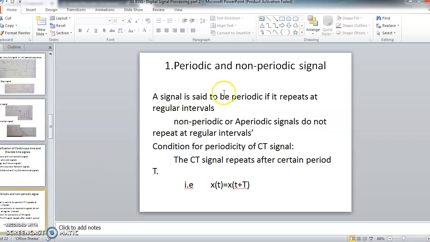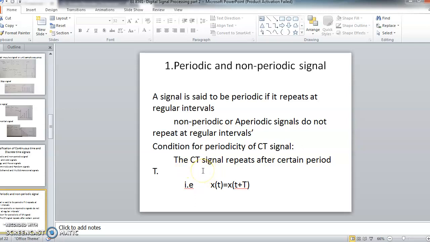A signal is said to be periodic if it repeats at regular intervals. Regular interval means it should have even intervals between one period and the next. Non-periodic signals are also called aperiodic signals. They do not repeat at regular intervals. Okay, so let me explain with one example.